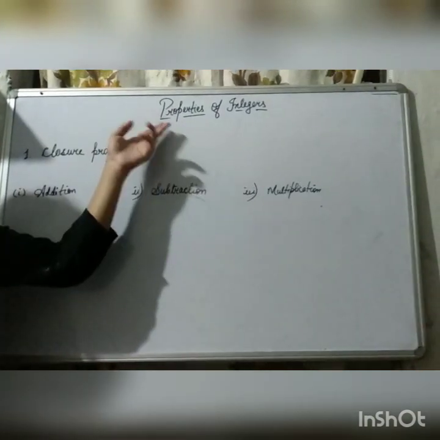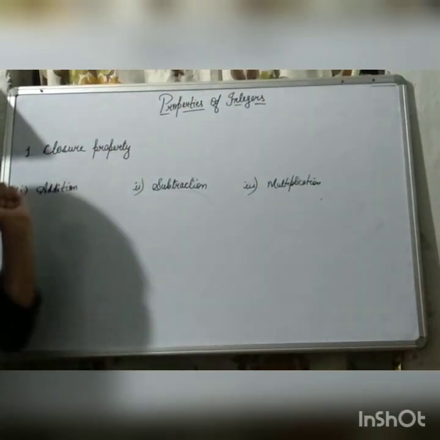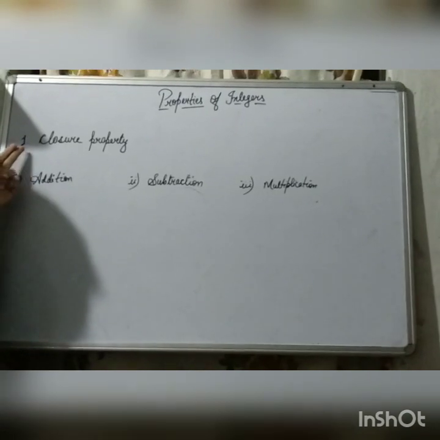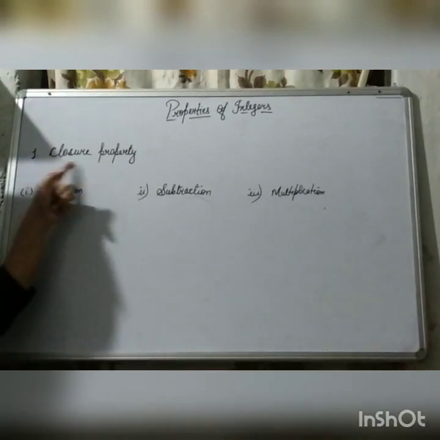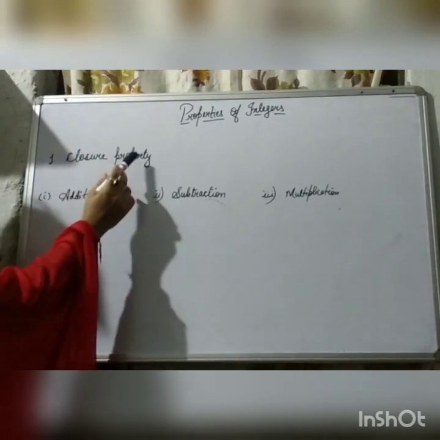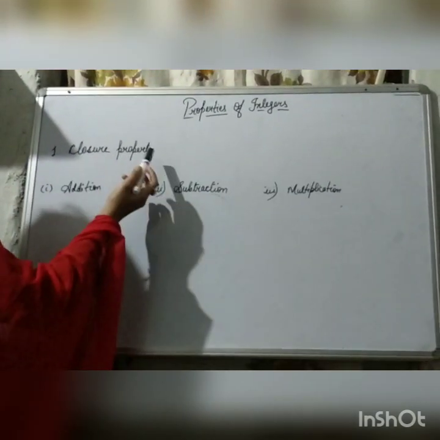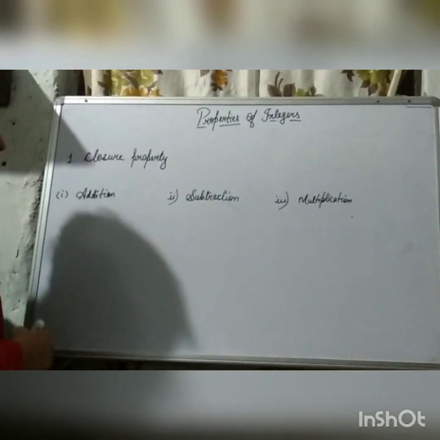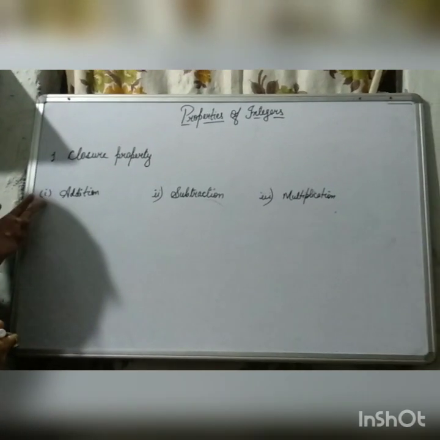Hello students, today we'll discuss some properties of integers. So let's start with the first property, which is known as closure property. We'll see whether this property is applicable to all the operations or not. First, let's see addition.